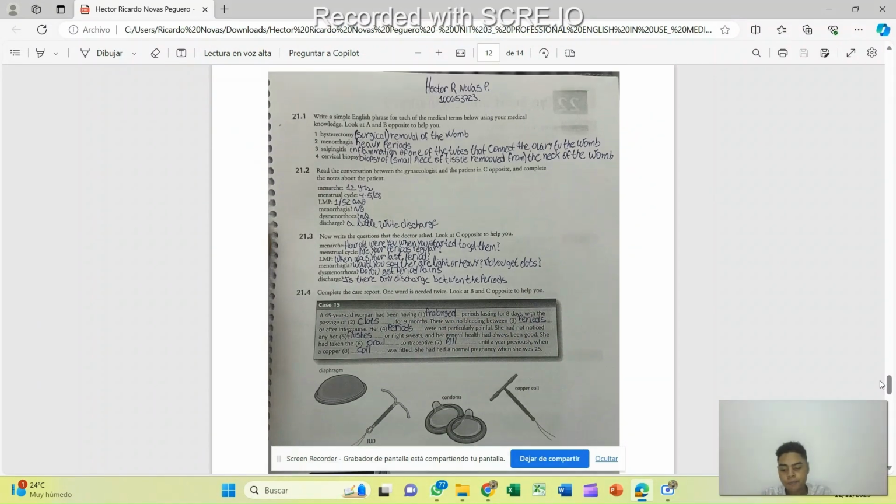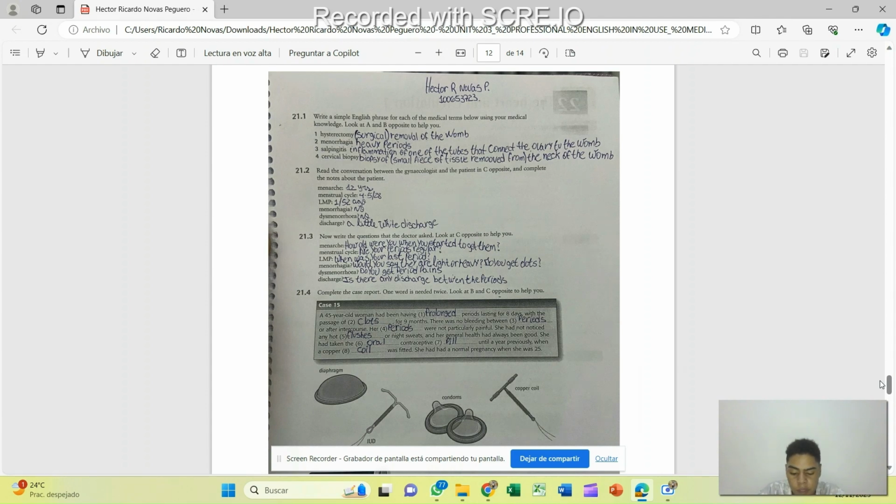Chapter 21. 21.1. Write simple English phrases for each of the medical terms below, using your medical knowledge. 1. Hysterectomy: surgical removal of the womb. 2. Menorrhagia: heavy periods.